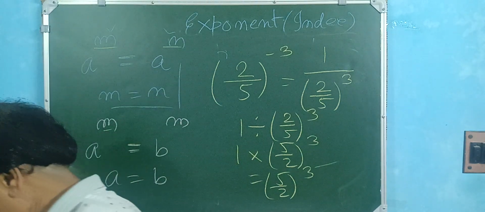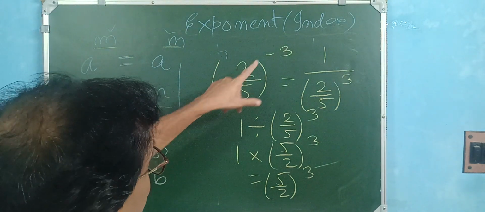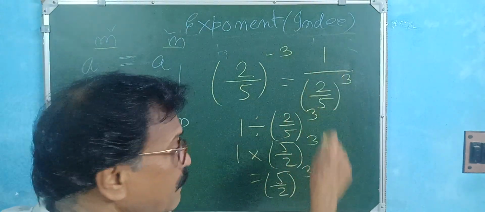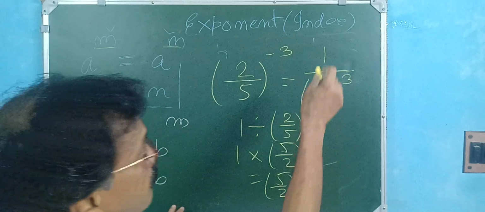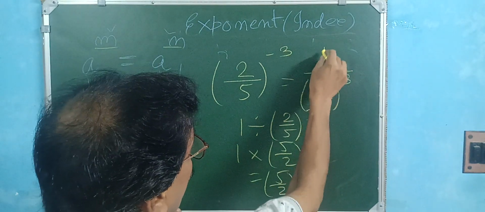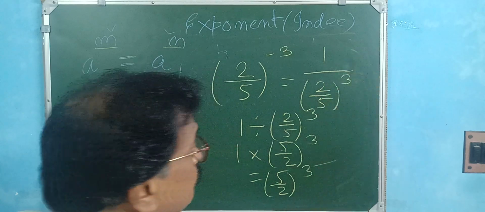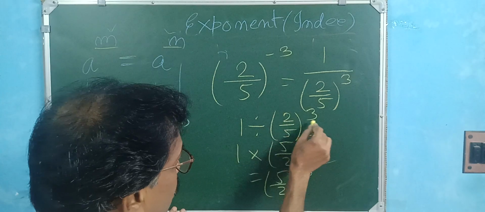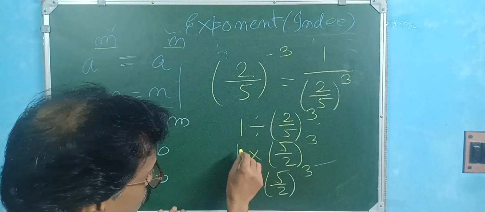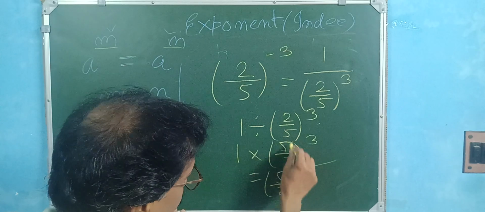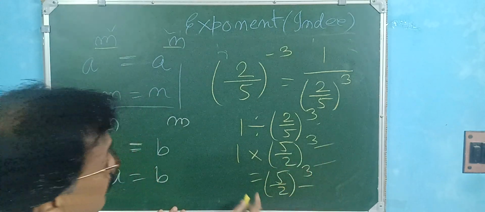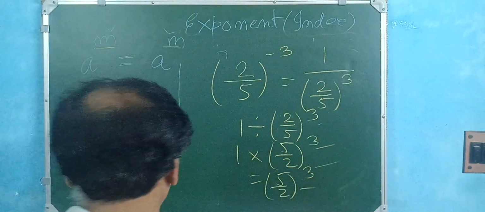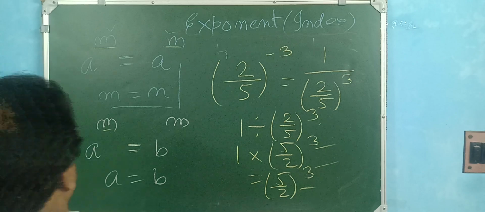In which way do you solve it? In this way. 2 by 5 to the power minus 3. Minus means 1 by. No problem at all. 1 by 2 by 5 to the power 3. Now this means actually 1 divided by 2 by 5 cube. And in case of arithmetic, 1 into, just you reverse. So 5 by 2 to the power 3. So ultimately, that means you directly take 2 by 5 to the power minus 3 and just reverse. Directly you write it in this way.